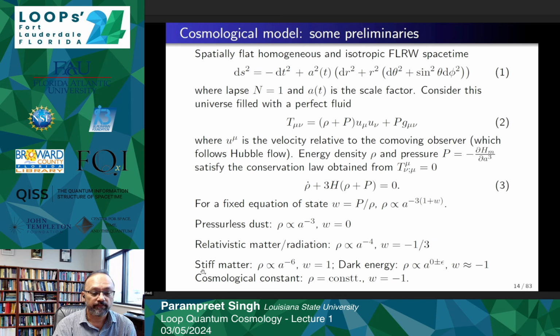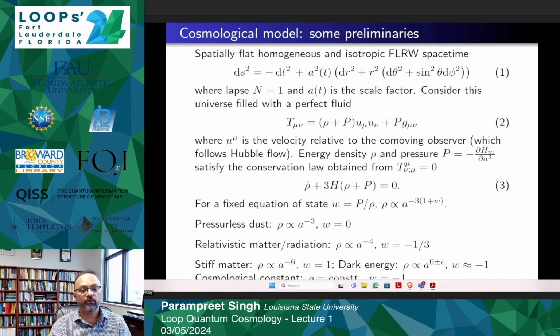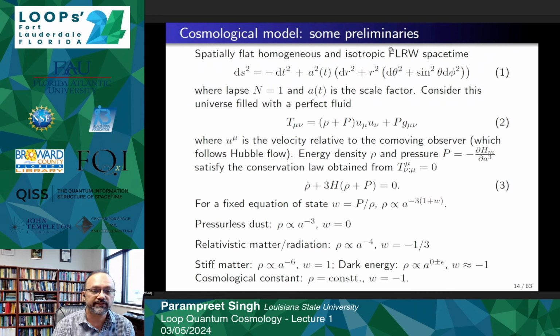And the equation of state goes as minus 1. If you have a perfect cosmological constant, then rho is a constant in terms of lambda and w is minus 1. I'm talking about these things because some of this jargon of cosmology we are going to use later on. The important thing is this is the metric, this is the conservation law. Dust behaves as a to the power minus 3, stiff matter behaves as a to the power minus 6.